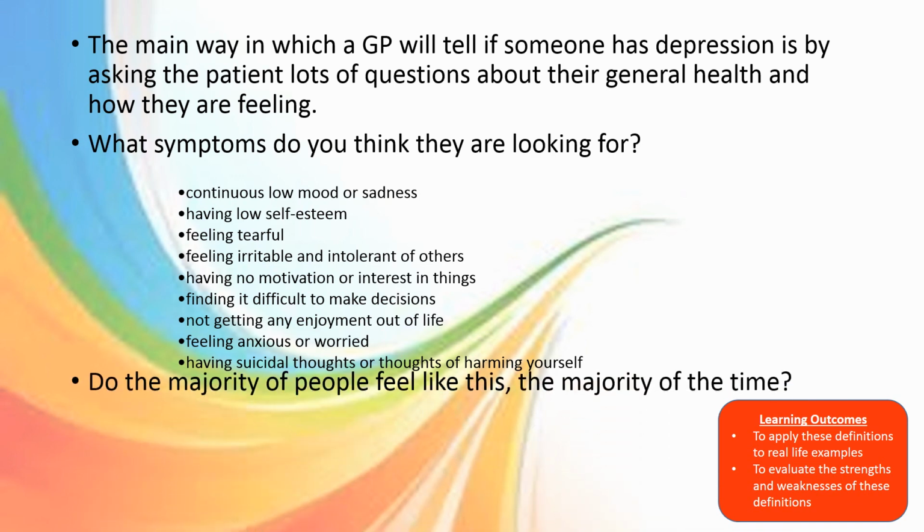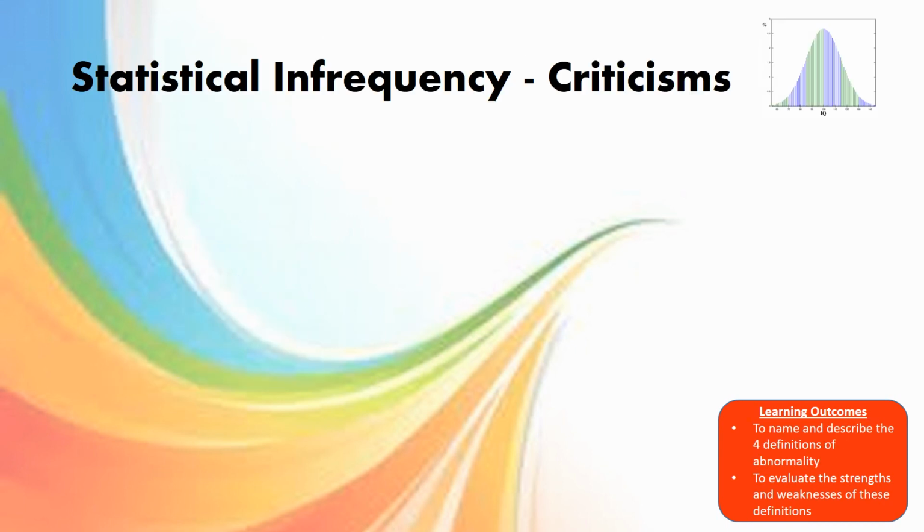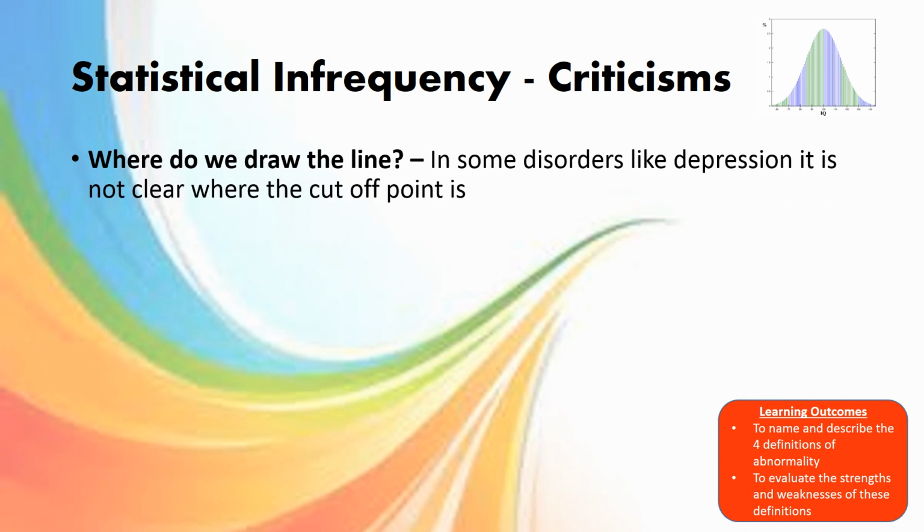So you also have to ask whether most people feel like this the majority of the time, and the answer is not always. Depression can be cyclic, so this presents a problem for us as well. So what are the criticisms of this definition? Well, where do we draw the line? So it is not really clear where we should say, yes, okay, you have depression, yes, okay, you don't, because it isn't clear where this should be a cut-off.